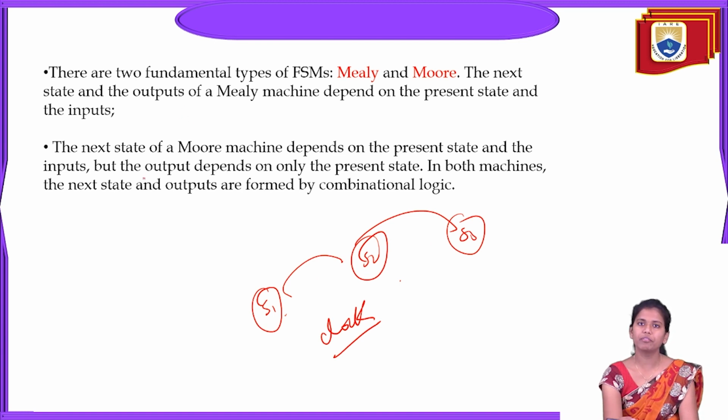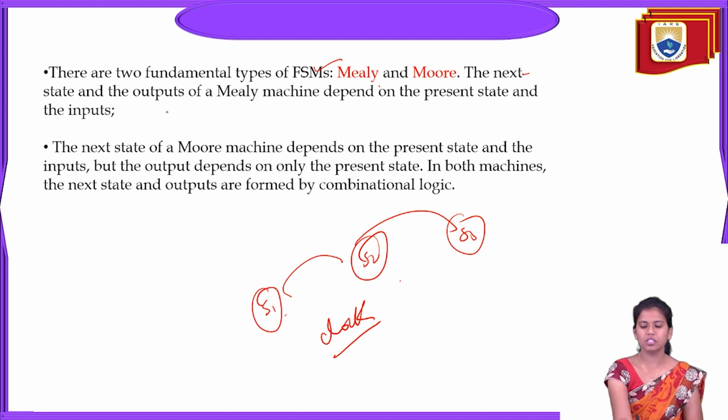Then there are two different fundamental types of finite state machines. They are Mealy and Moore. We'll be discussing more about these two structures in the coming classes. So Mealy and Moore are two different finite state machines. In these, we will see how the output depends on the inputs, based on the present or past. And also we will see how the transition takes place between the different states, based on the clock.